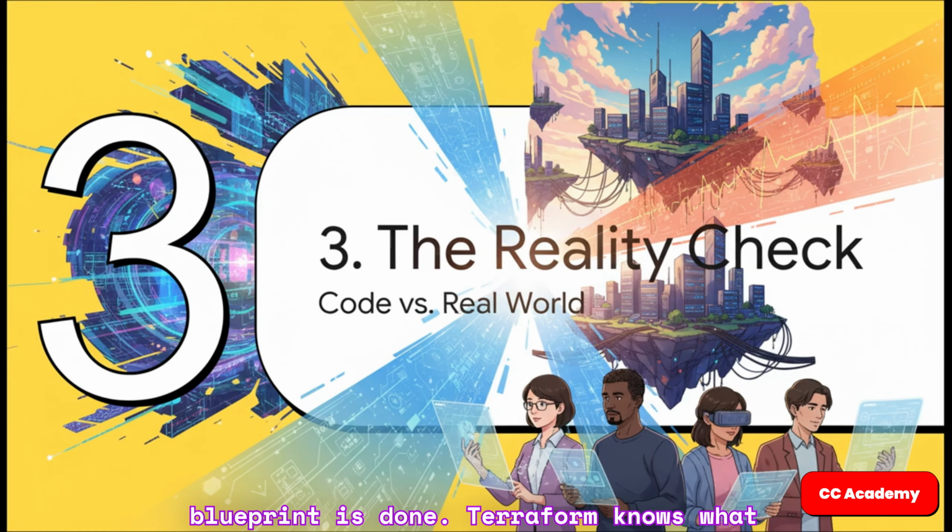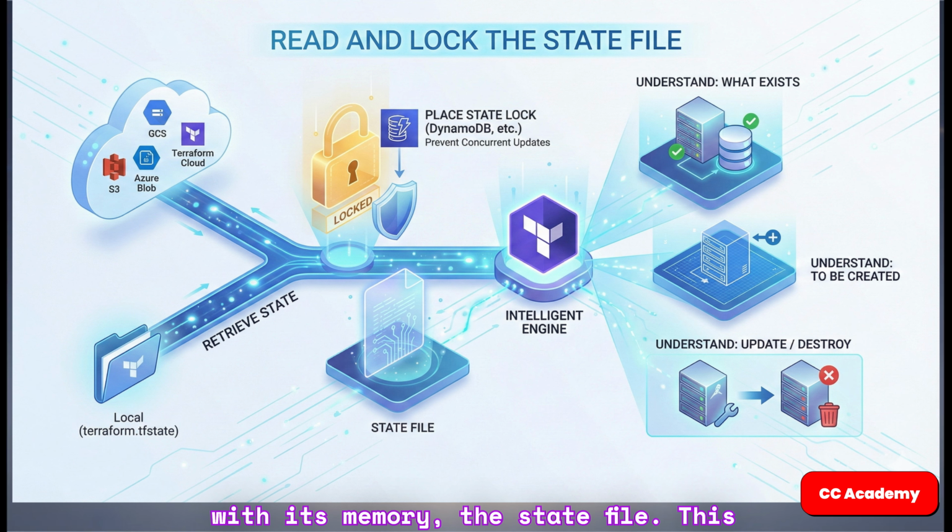Okay, so the blueprint is done. Terraform knows what you want. But now, it's got to figure out what already exists. This phase is all about that comparison, your code versus the real world. And to do that, it starts with its memory, the state file. This file, whether it's on your laptop or in a remote backend, like an S3 bucket, is Terraform's single source of truth. It's the official record of every piece of infrastructure it's responsible for.